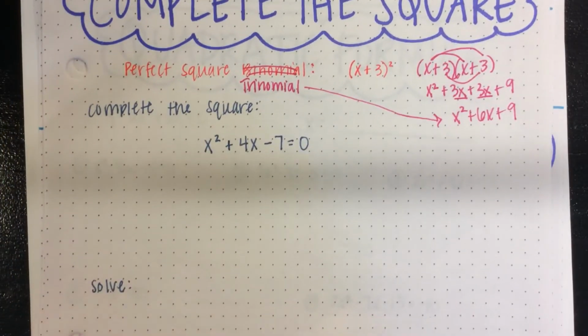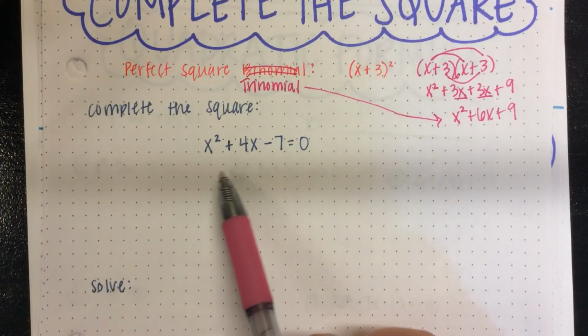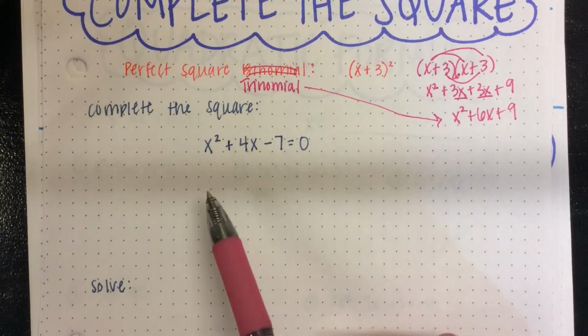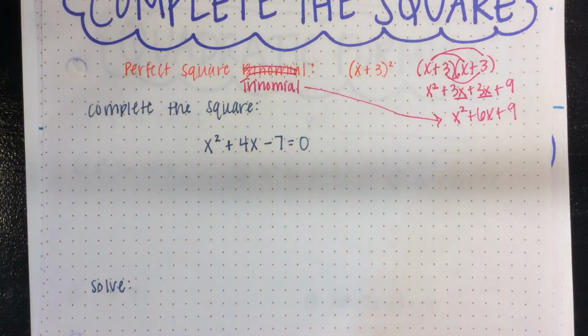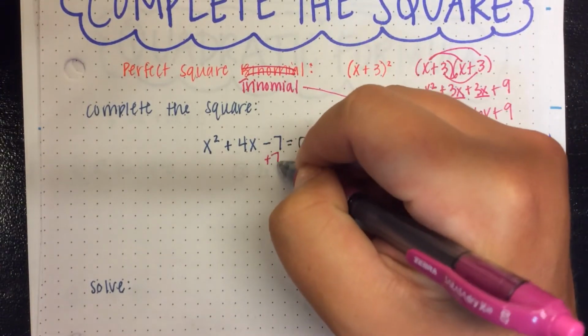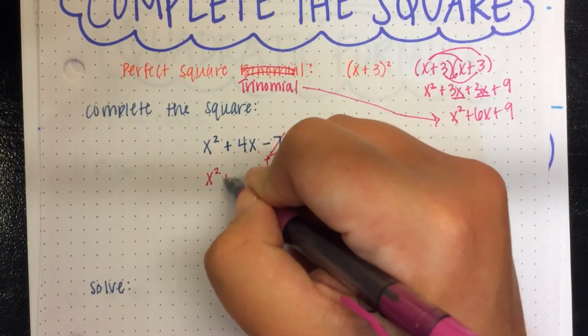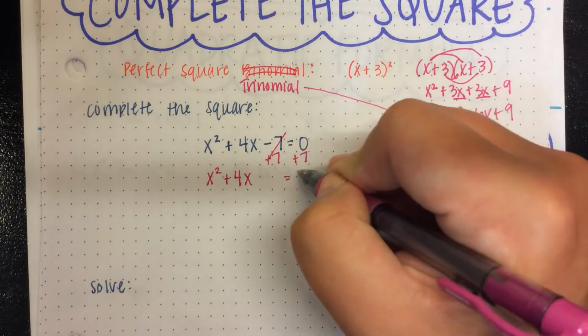The goal of completing the square is to take one that's not a perfect square trinomial and make it a perfect square trinomial. Now that sounds crazy, but remember, I can manipulate any equation as long as whatever I do to one side, I do to the other. All right, so my steps for completing the square. The first thing I'm going to do is get my x's on one side and my constant on the other. So I'm going to start by adding 7 to both sides. I'm going to move that 7 over. I'm going to leave a gap in there.